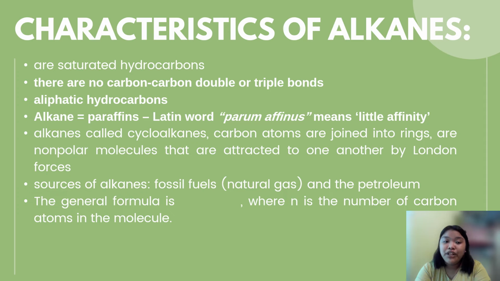The general molecular formula of alkanes for straight and branched chain alkanes is C sub n H sub 2n plus 2, where n is the number of carbon atoms in the molecule.